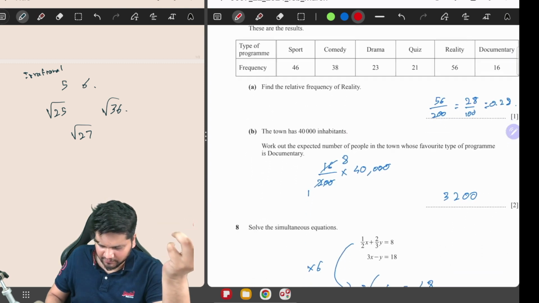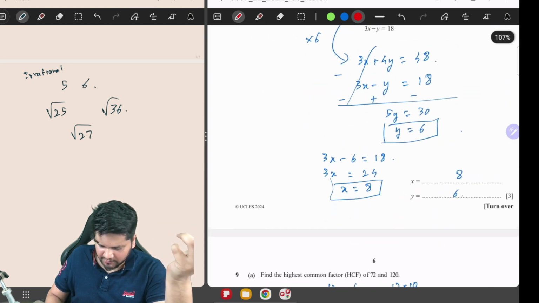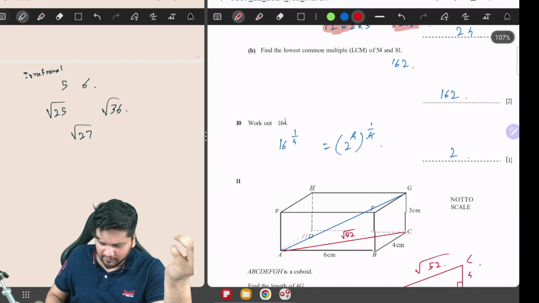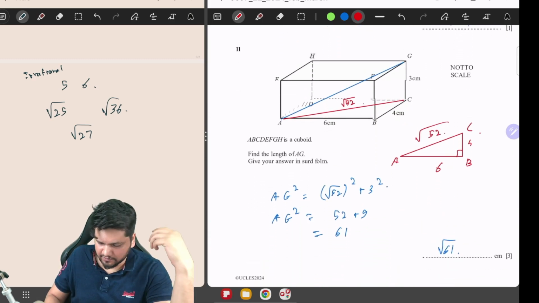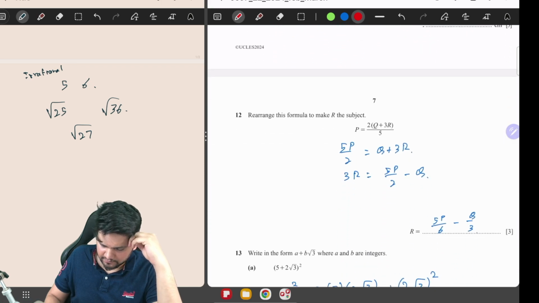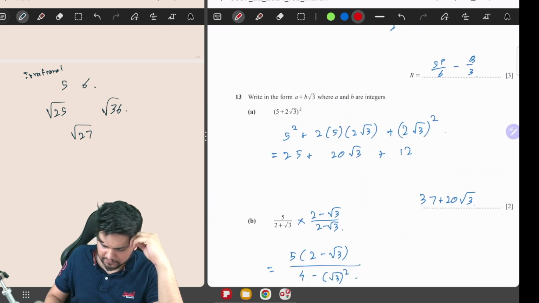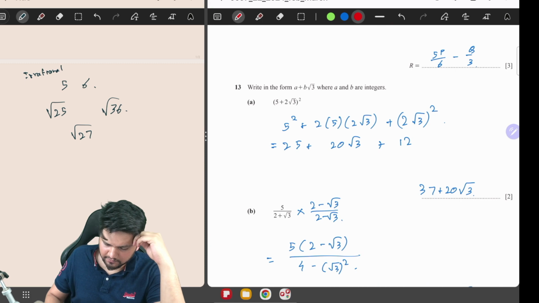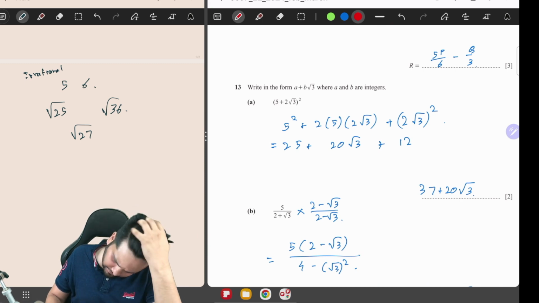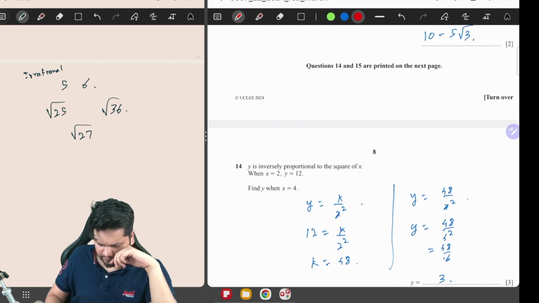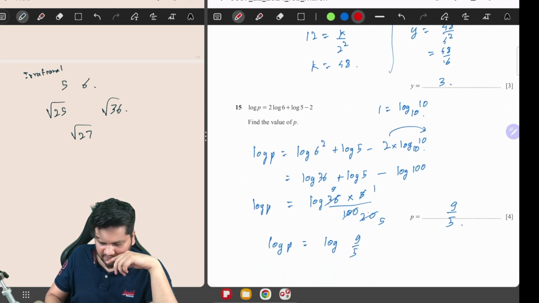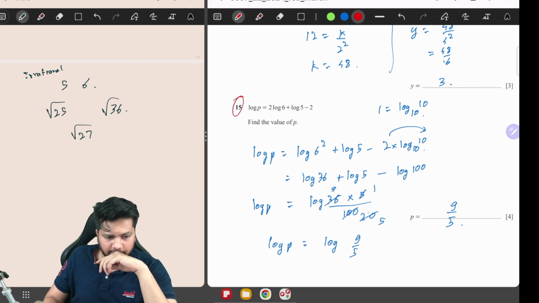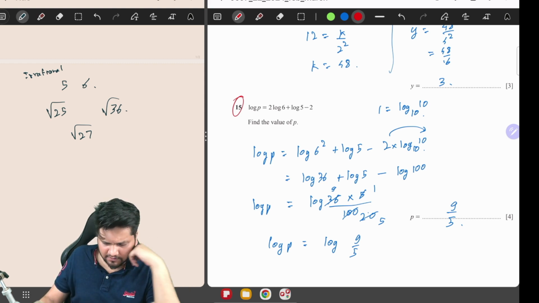Relative frequency and all is fine. Simultaneous equations easy. HCF, LCM easy. Indices again easy. This one also, mensuration, a little bit of stuff. Subject of formula, it's fine. Yeah, this is something people don't practice a lot, but I hope you guys have. Proportionality and all easy. This one also depends. If your logs are quite good, then no problem with that. So that's it, that's your paper.